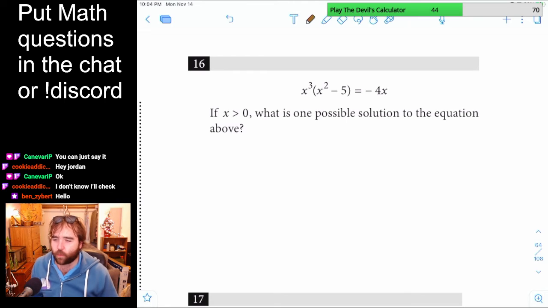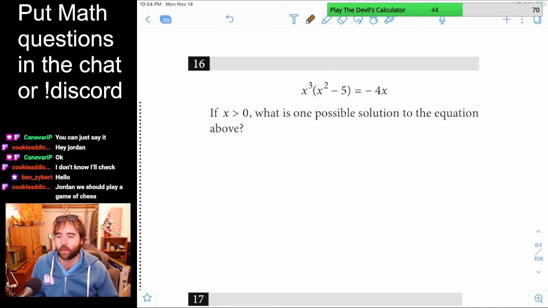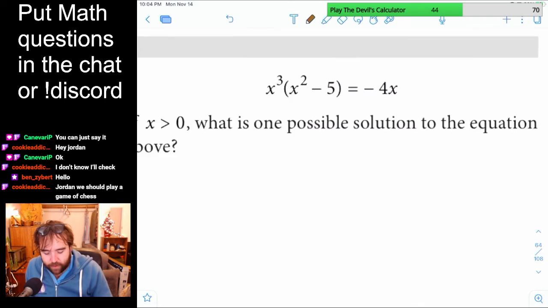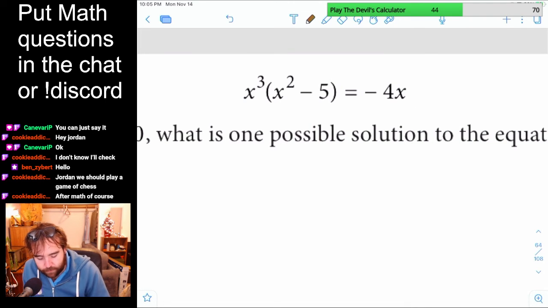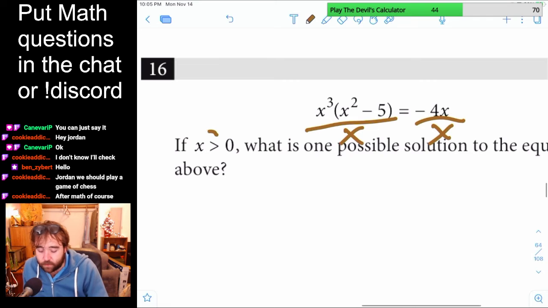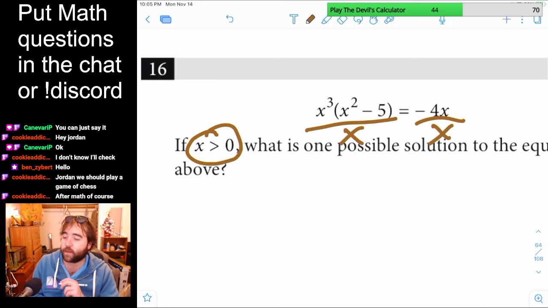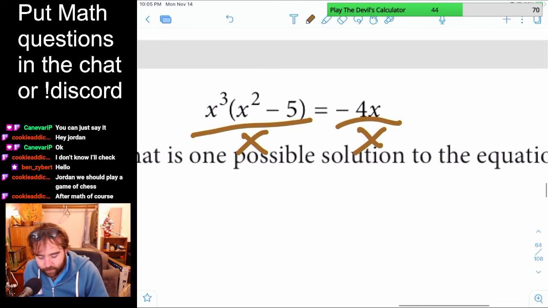All right, so what is one possible solution to this equation? Again, like the other one, they say that. We're going to ignore that until the end. So let's solve for x. We just want to find one possible solution, but we're just going to have to solve for x. So first off, we should see there's an x on both sides. So let's go ahead and divide both sides by x. They do tell us, I guess it does matter here a little bit, that x is greater than 0. So we are allowed to do that because x is not equal to 0. And we don't care about that solution.